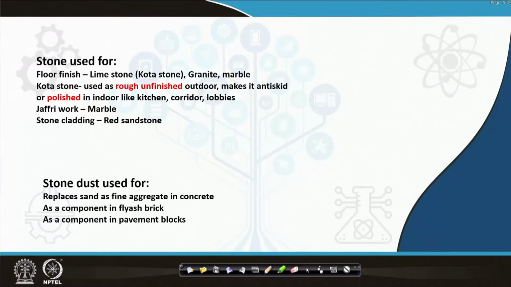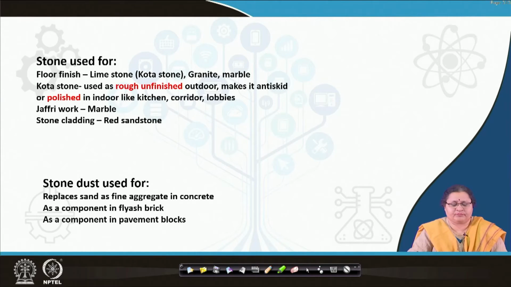Now, coming to the stones, where are they used for? Floor finish. Other than as the wall material, they are used for floor finish. They are usually limestone, Kota stone in particular, which is abundantly available in Kota of Rajasthan, granite, marble. Marble is a soft stone, as we have already discussed. So, that is preferred where the footfall is low.